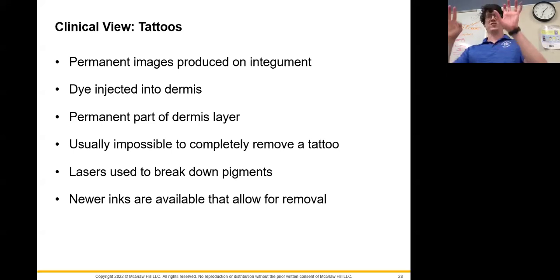That's also part of why it's really difficult to get tattoos in places like the palms of your hands or the soles of your feet, because that skin is that much thicker. So in order to get down to the dermis, they have to use much, much longer needles to get that ink far enough down. They're far more likely to inject that ink just into the epidermis, and that stuff would go away.